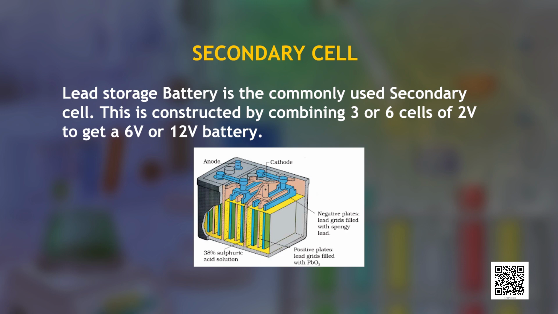This is constructed by combining 3 or 6 cells of 2 volt to get a 6 volt or a 12 volt battery. The anode consists of a number of plates connected in parallel. Each plate is a grid of lead filled with finely divided spongy lead. Similarly, the cathode also consists of an equal number of plates connected in parallel. Each plate in this case is a grid of lead packed with lead oxide.